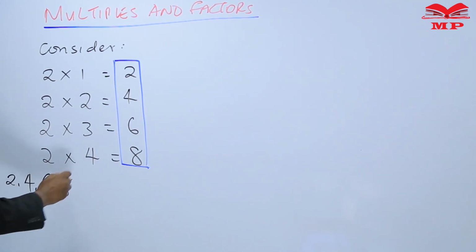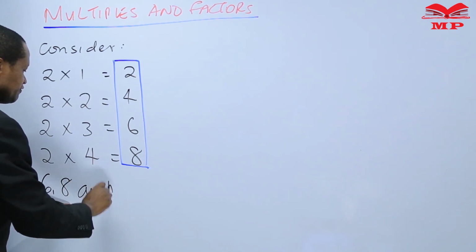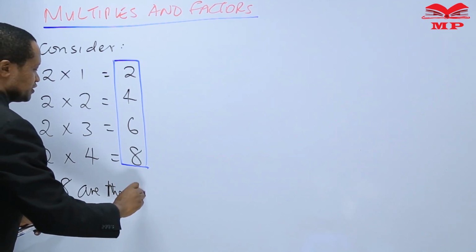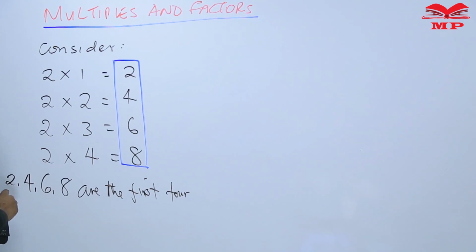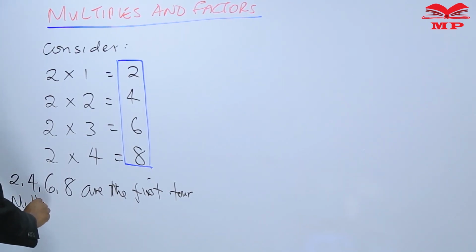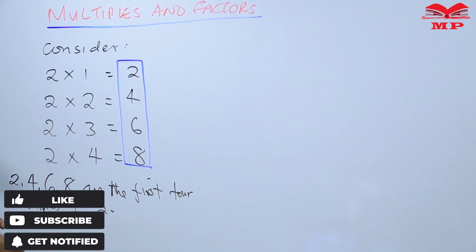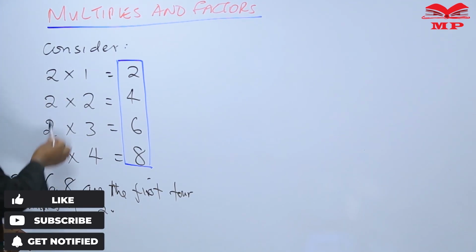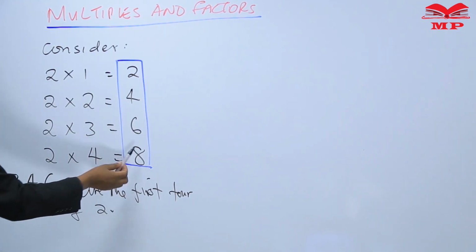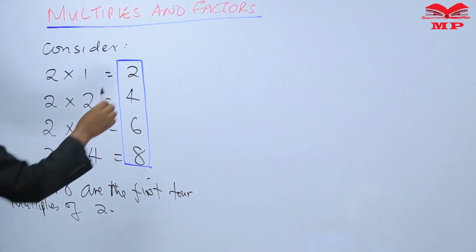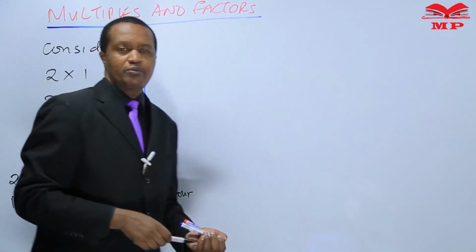and 8 are the first 4 multiples of number 2. They are the first multiples of number 2. 2, 4, 6, 8 are the first 4, because these are 1, 2, 3, 4, the first 4 multiples of number 2.